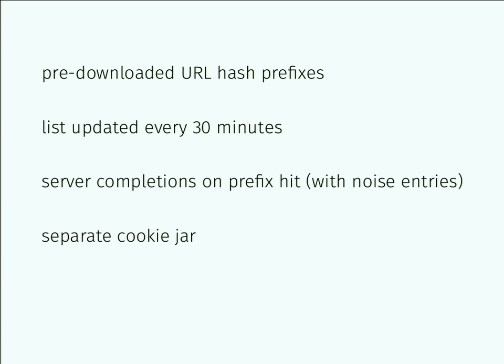On top of that, in Firefox, we also add a couple of noise entries. So basically, when we go and ask for a particular prefix, we want to see all of the full hashes for that one. We also throw in 3 other prefixes that you're not visiting, so to kind of obscure which one of those you're really interested in. And we also use a separate area of the browser for all of the safe browsing connections. So list updates, server completion, all of that stuff happens with a separate cookie jar. So it doesn't get mixed in with your Gmail cookie or anything else that you might be doing on Google sites.